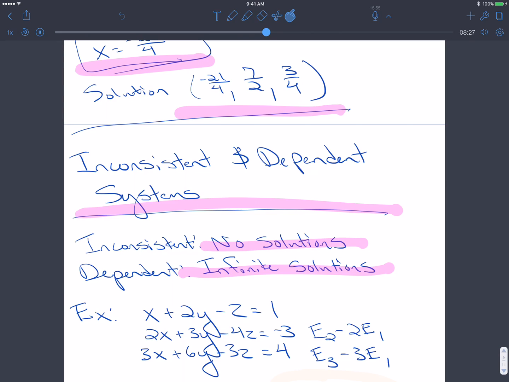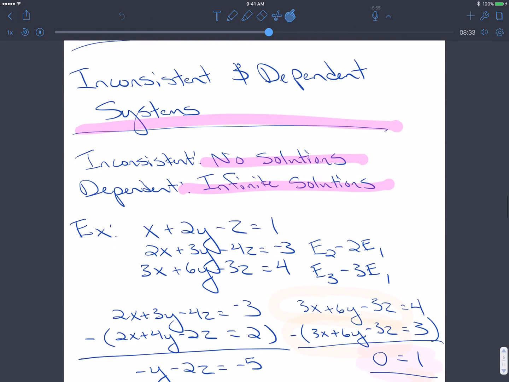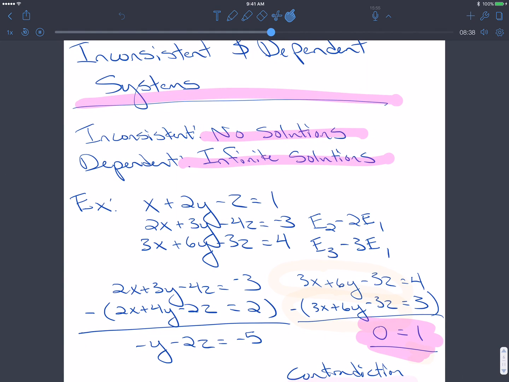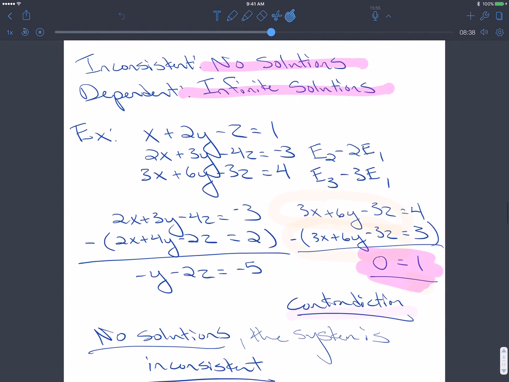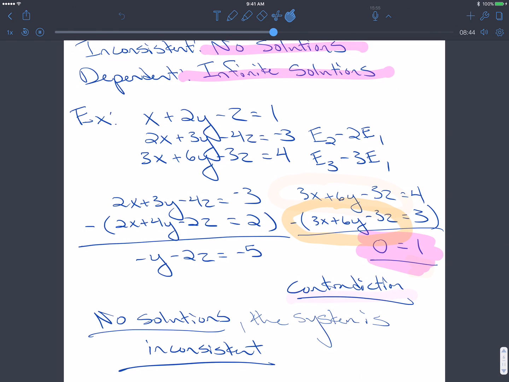So if I apply Gaussian elimination to my equations here, for an inconsistent system, I'm going to end up with a 0 equals 1. So all of my variables cancel here, but the constants don't match. You'll notice I end up with a 3x plus 6y minus 3z in both of these, but they cancel and get me 0. But on the right-hand side, 4 minus 3 is 1, and so the constants don't match. That tells me I have a contradiction, just like in the previous problem. And that contradiction tells me there are no solutions, and the system is inconsistent.